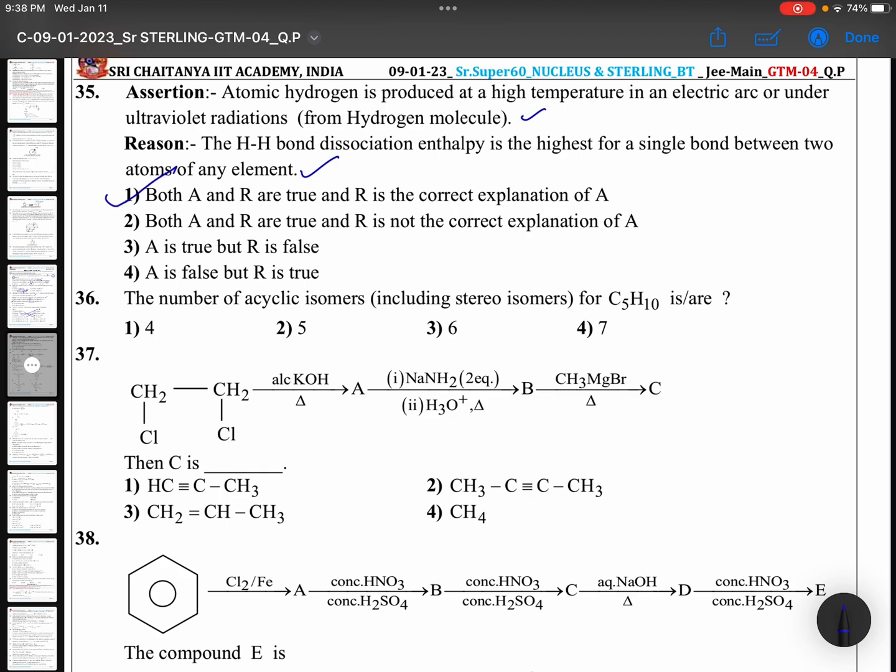The number of acyclic isomers including stereoisomers for C5H10 are. C5H10 means 5 carbons. This can be cis or trans, including stereoisomers, cis and trans. Then you can take methyl group like this, not possible, any geometrical isomerism, and 1 here cis and trans, 2, 3, this is 4th, this is 5th, and this is 6th. So 6 are possible.